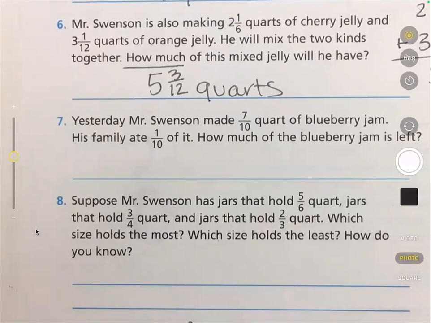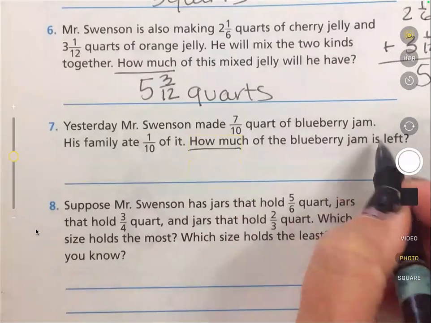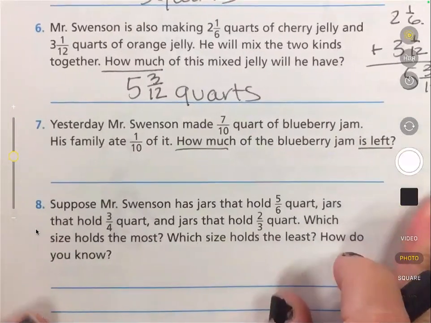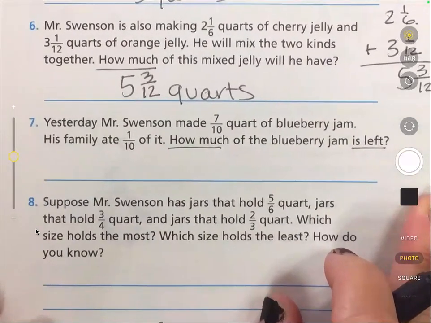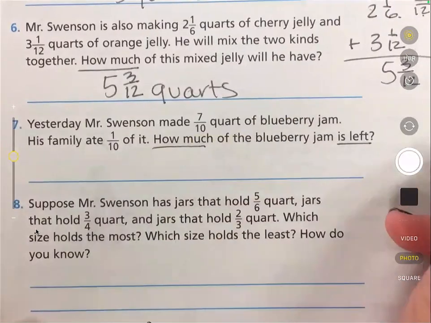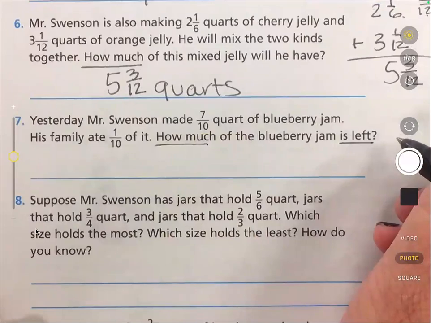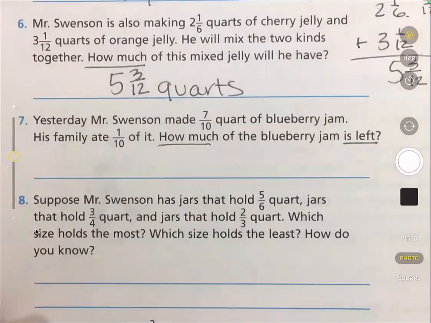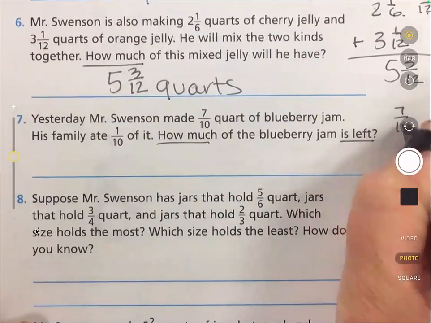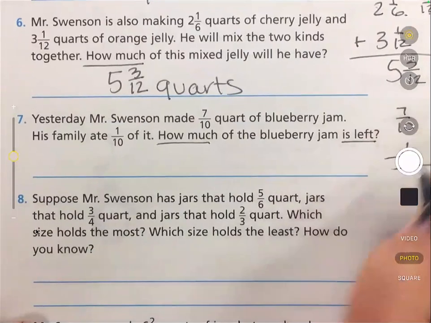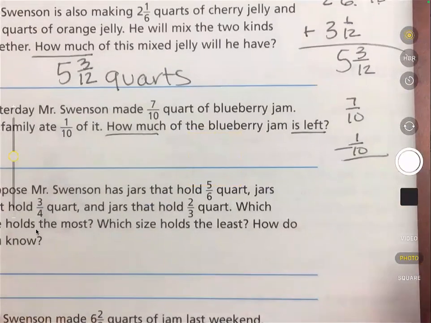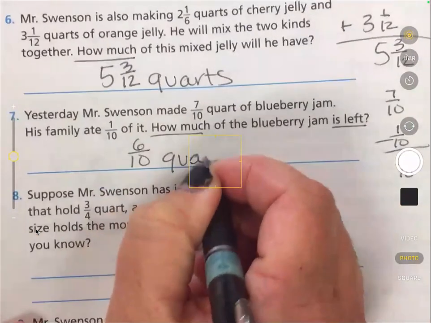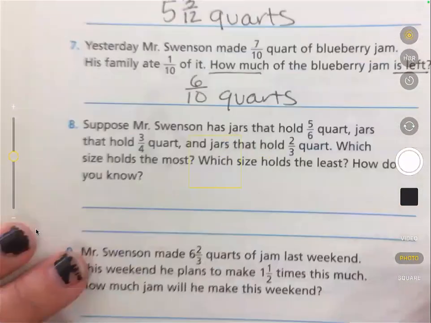Looking good. So when we say how much is left, that's our key that we're subtracting. So which fraction is larger, right? Because in 5th grade, we always put the larger fraction on top. Which fraction is larger? 7/10. Yep. Super cool that they gave us common denominators already. 7/10 minus 1/10 is? 6/10. 6/10 quarts. Yep, 6/10 quarts. That's what's left.